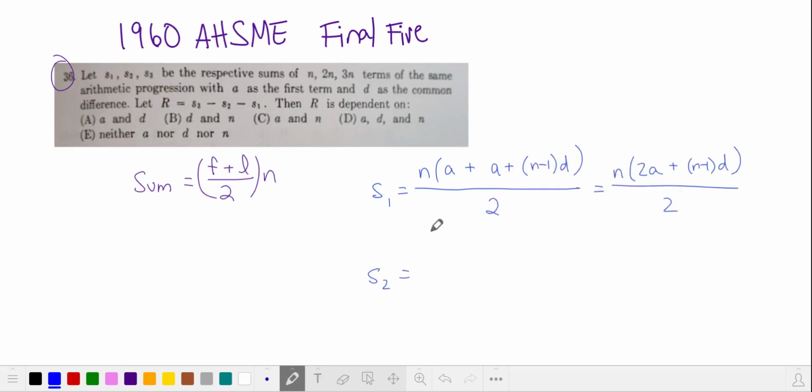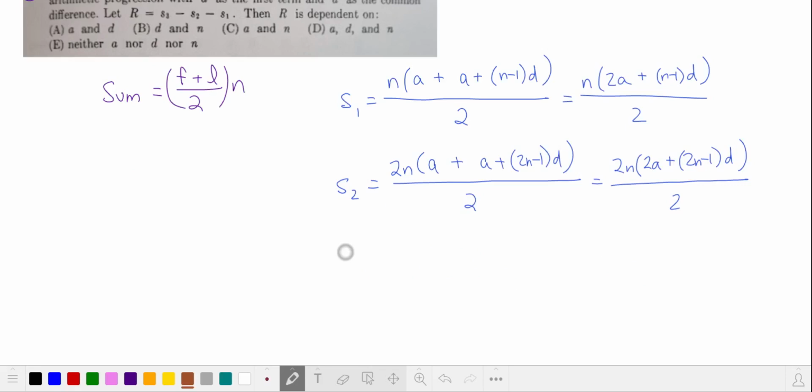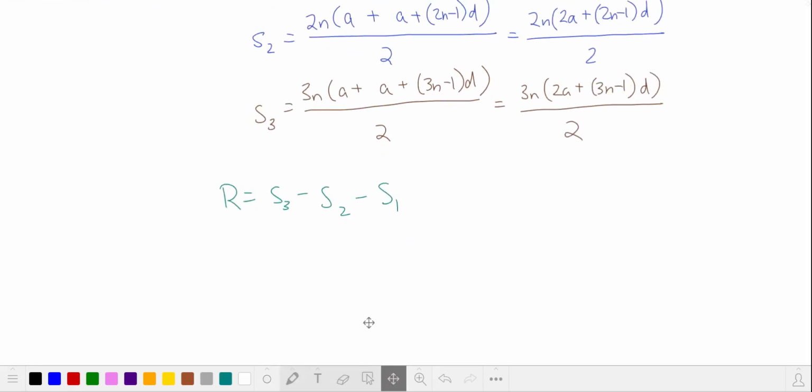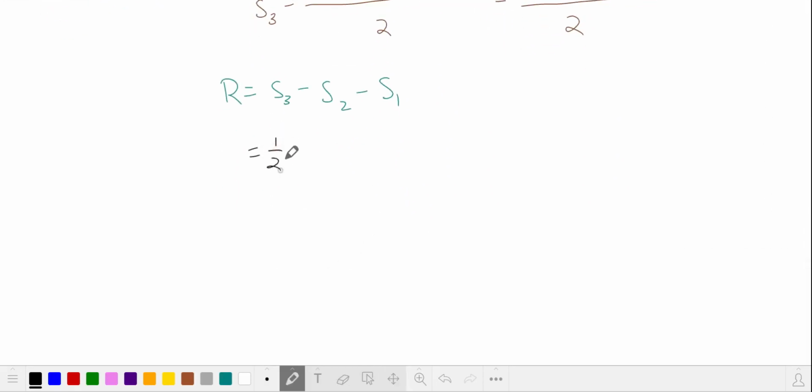the numerator a bit. S2 has 2 times n terms. The first term is a, the last term is a plus (2n minus 1) times d. Divide this by 2 and simplify the numerator. And similarly for S3. Their variable r is S3 minus S2 minus S1. So let's substitute, and we'll factor out 1/2 from all 3 terms.